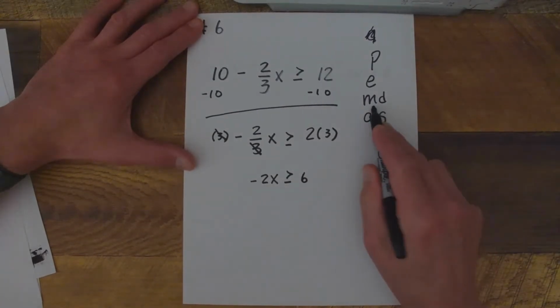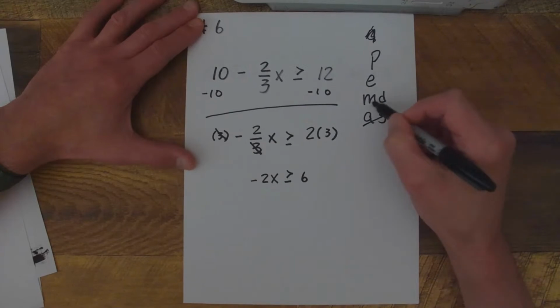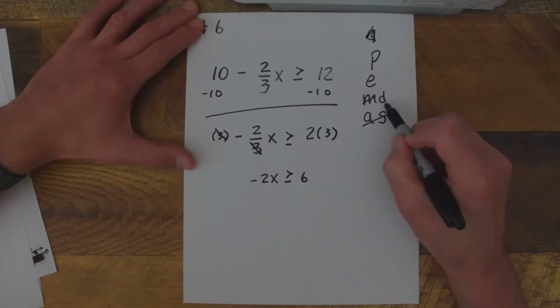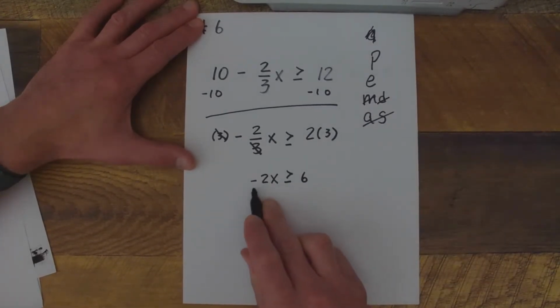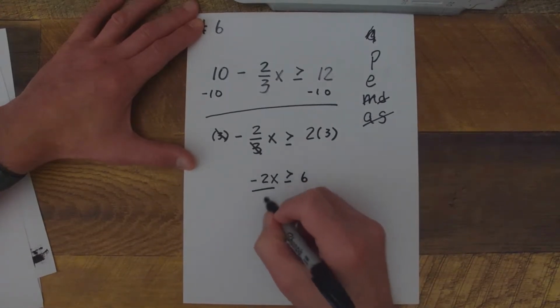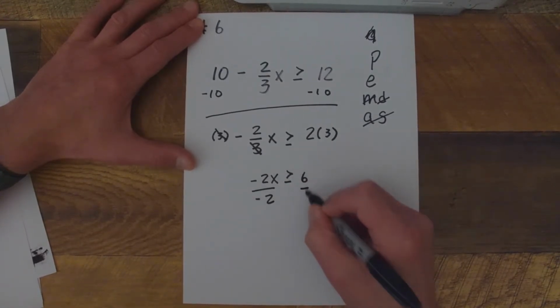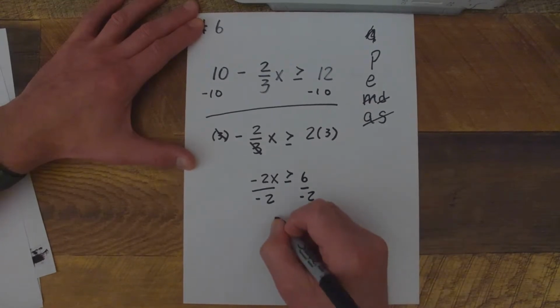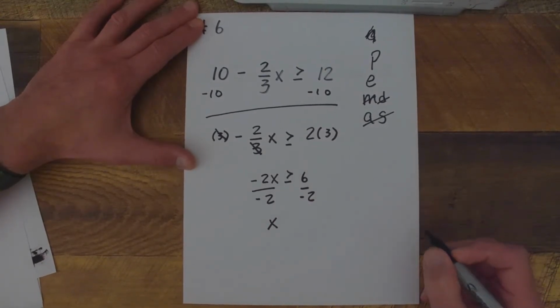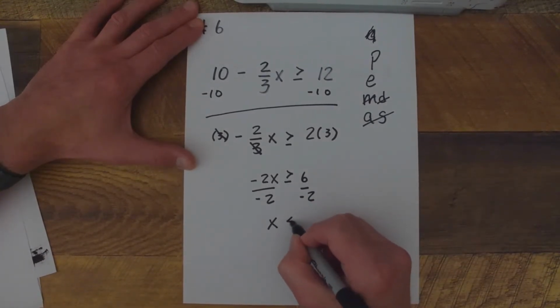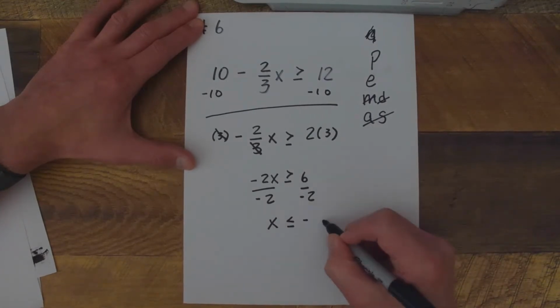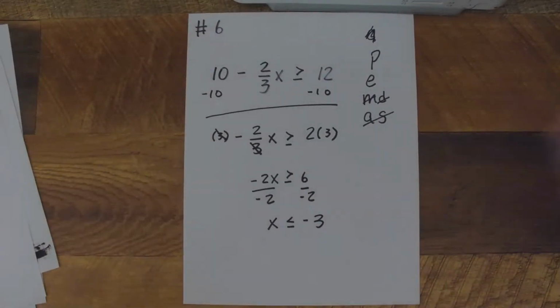Now, we subtracted something away, we multiplied something away, now we can divide something away. Negative 2 times x. So we're going to divide both sides by negative 2. Now remember, if you multiply or divide an inequality by a negative, the inequality flips. x is less than or equal to negative 3. That's the final answer.